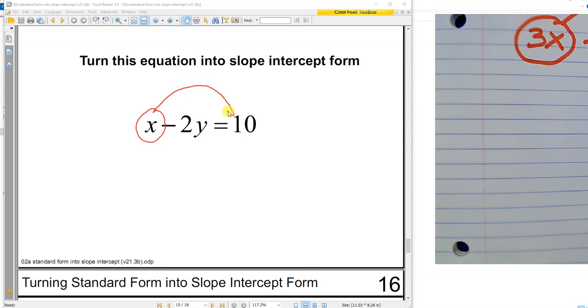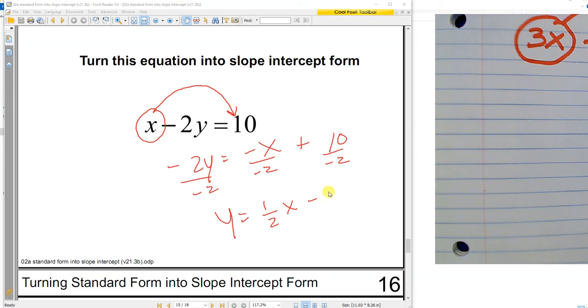Move the x. Negative 2y equals negative x plus 10. Notice the negative because it went over. Dividing by negative 2, dividing by negative 2, dividing by negative 2. Y equals, what's a negative divided by negative? A positive, so it's 1/2 x minus 5. Simplification step right there. Liam starts his life at negative 5, then he goes up 1 over 2.